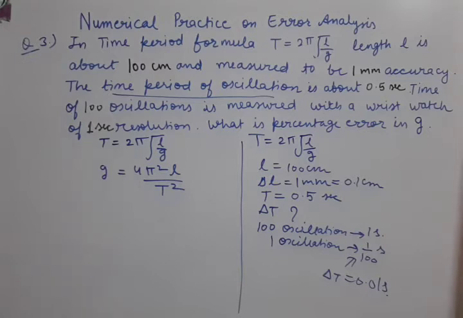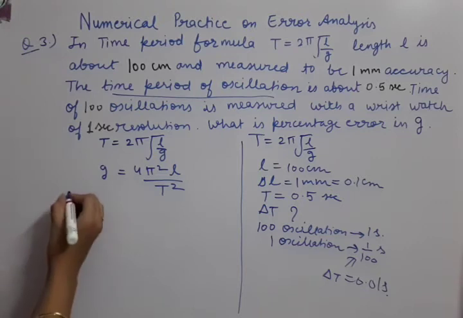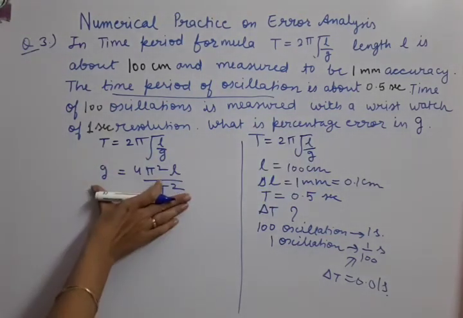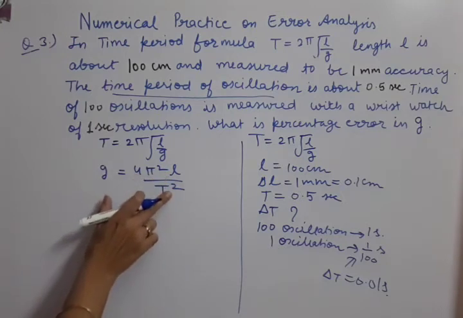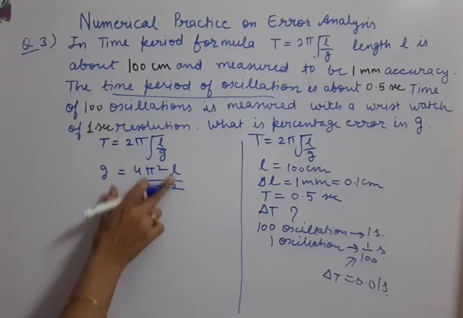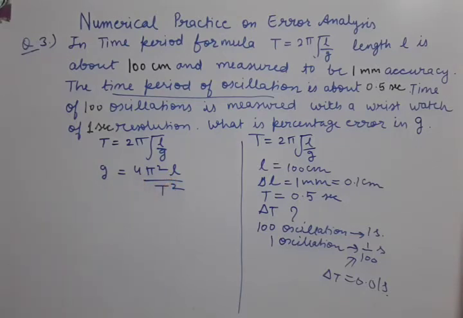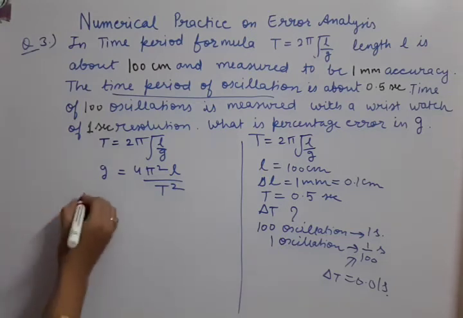This formula we will get when we square it and rearrange it. Now make the percentage error of G formula. First of all you have to identify the operation. Here you can see power is also there and division is also there. So in all those cases when power and division are there, we have to write relative error.